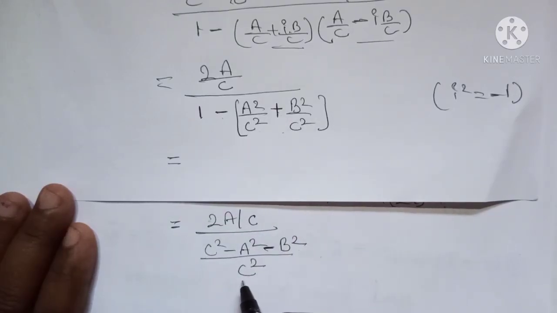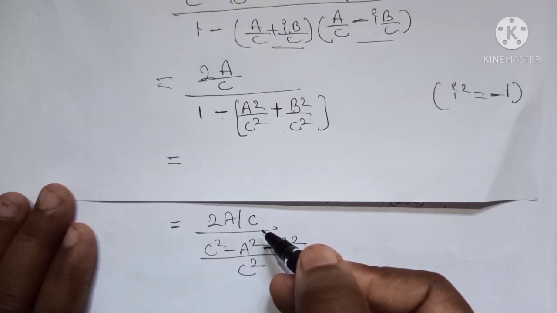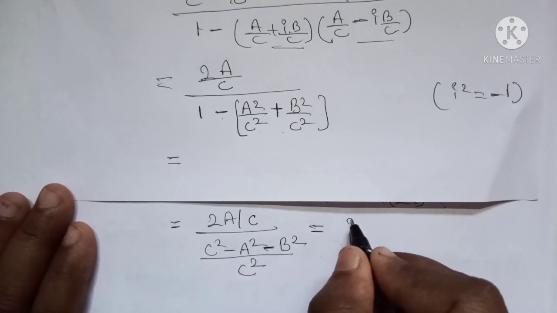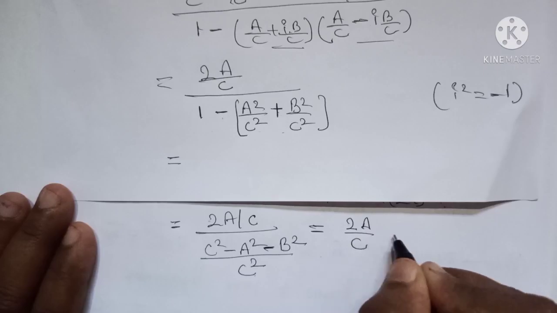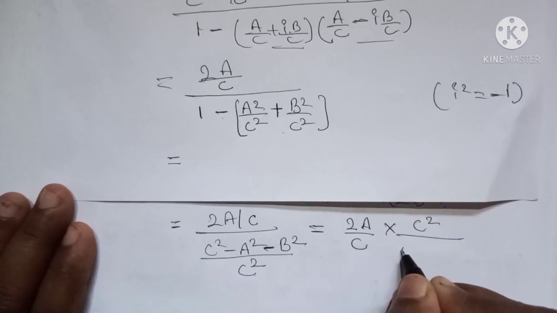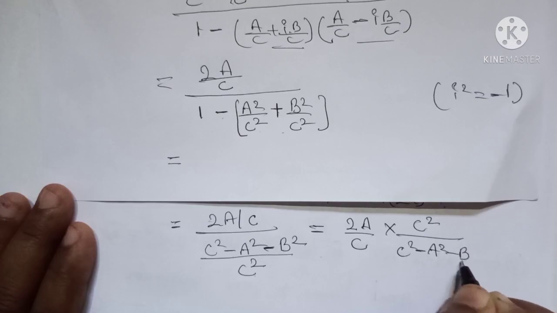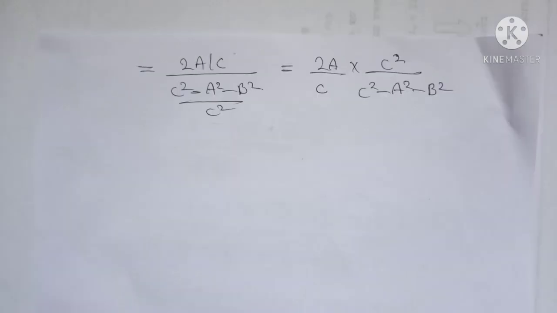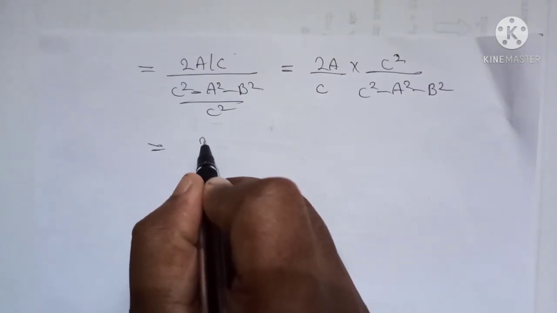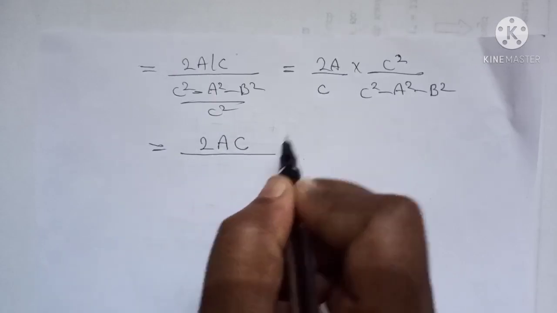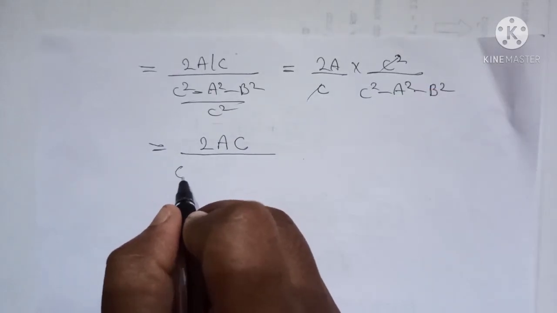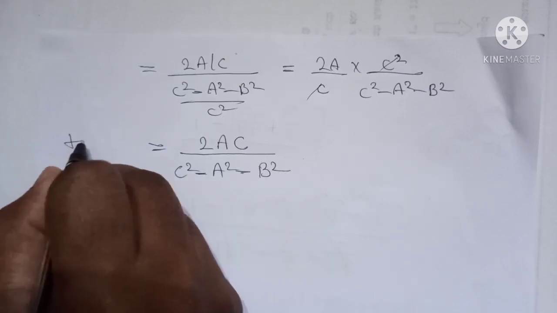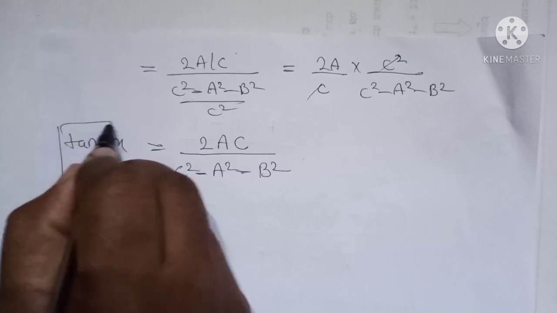Now this c² goes to the numerator, we can cancel one c term, that is it can be written as 2a/c into c² divided by (c² − a² − b²). One term of c gets cancelled, we get numerator 2ac, denominator c² − a² − b². So here we have tan 2x, hence the proof.